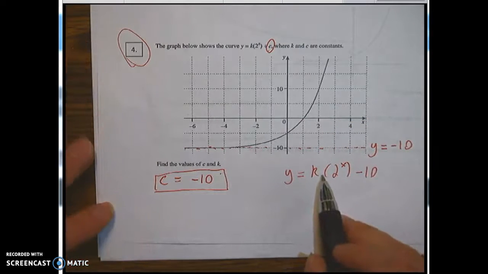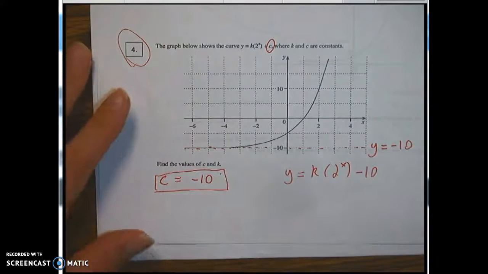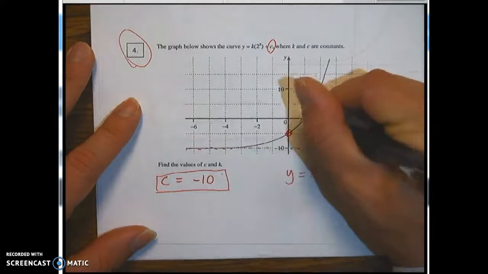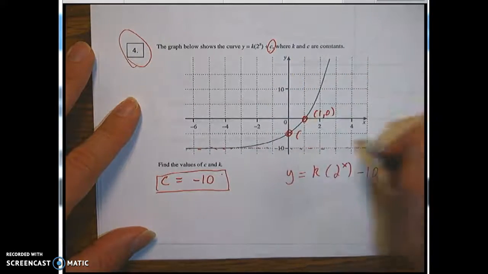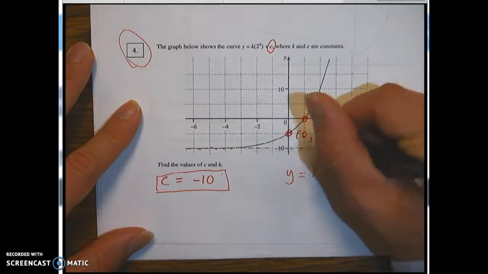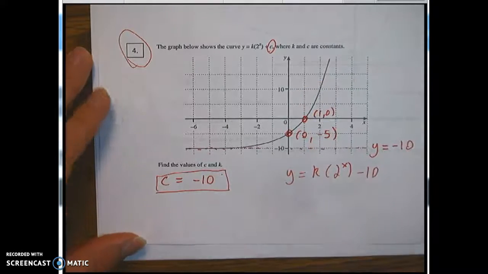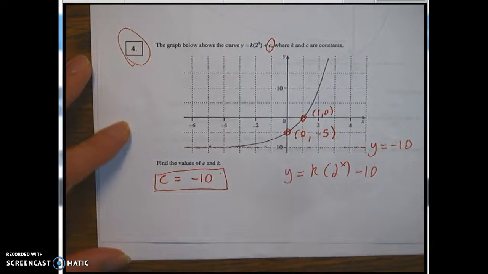To solve for k, we need to plug in for the other two variables, x and y. And I'm seeing a couple of good points here we could use to do that. (1, 0) looks like a good option, and so does (0, -5), which is halfway between 0 and -10, so that's -5. I'm going to go ahead and use (0, -5), but you could just as well use (1, 0).